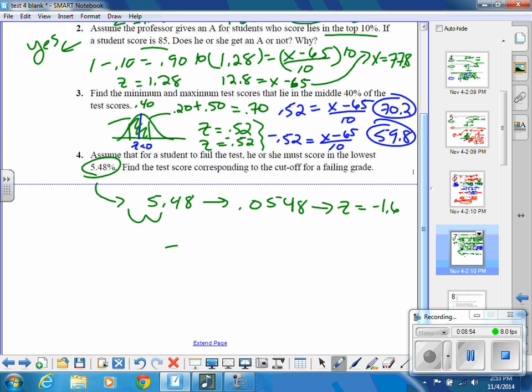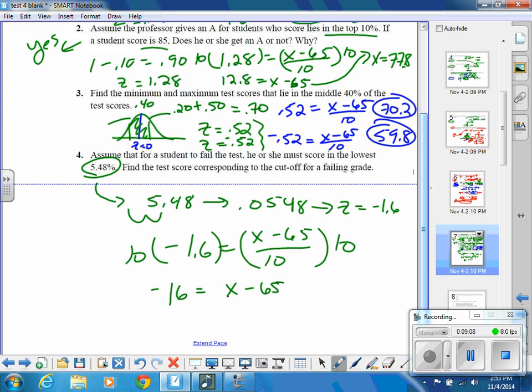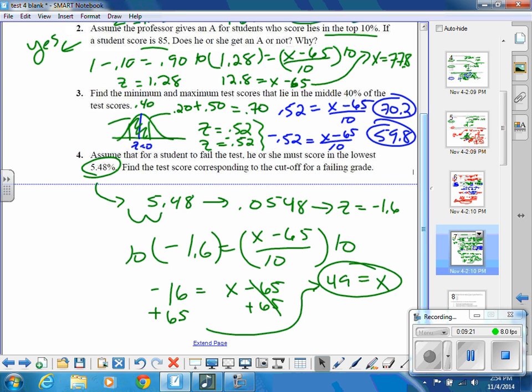I take that, and I set that equal to my same formula that I've been using here. Multiply both sides by 10, multiply both sides by 10, and I end up with negative 16 is equal to x minus 65, add 65, add 65, and I end up with 49 is equal to x. So the test score that corresponds to the cutoff for a failing grade is a 49.